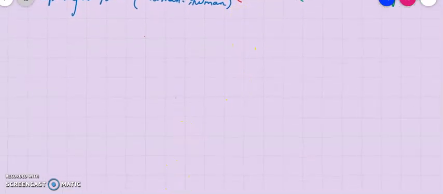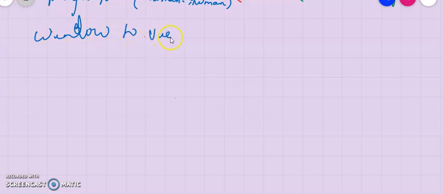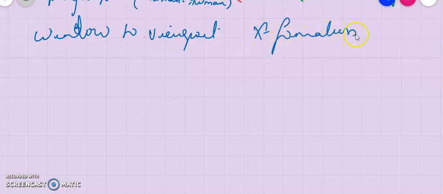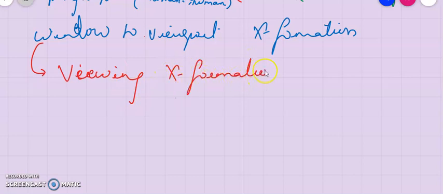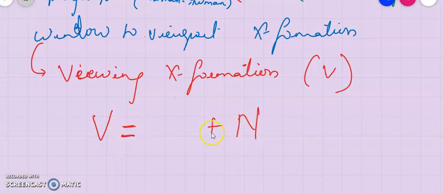So whenever I have my window to viewport transformation, we call this transformation the viewing transformation. So this is basically called the viewing transformation, capital V, right? Now capital V, that is viewing transformation, as far as I write my transformations, is equal to N multiplied by W. Now I'll tell you what this N and W are.